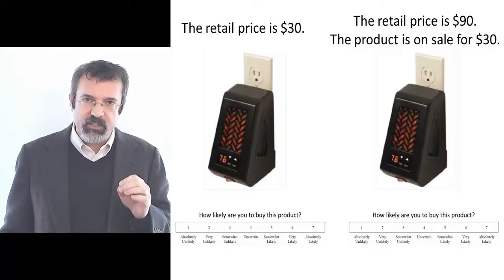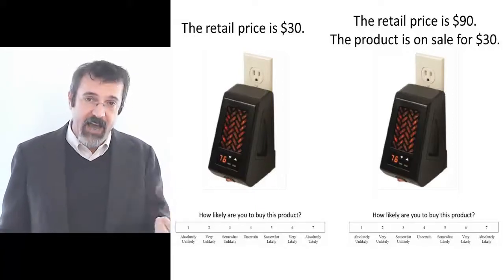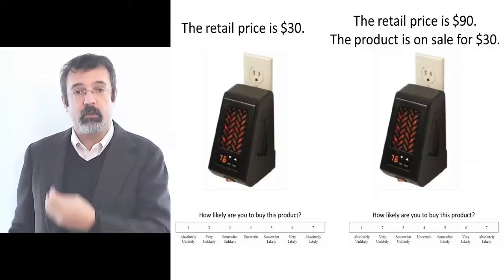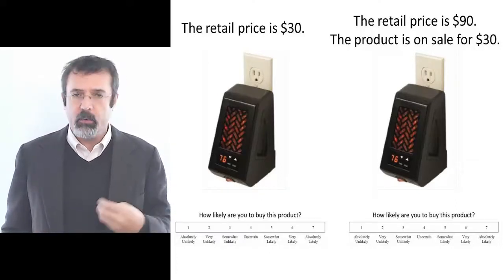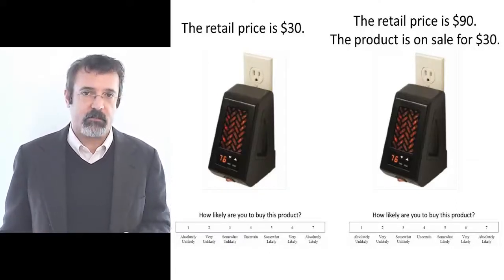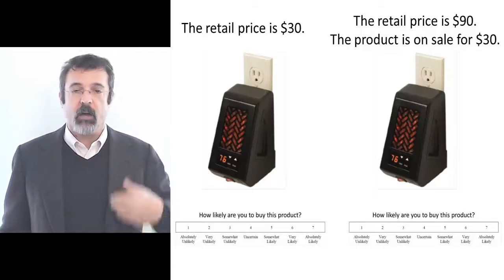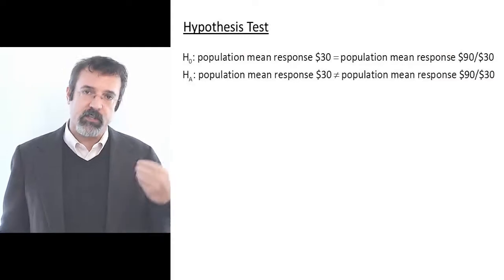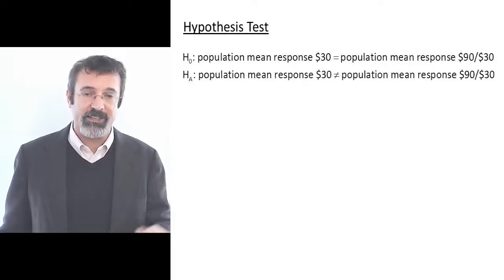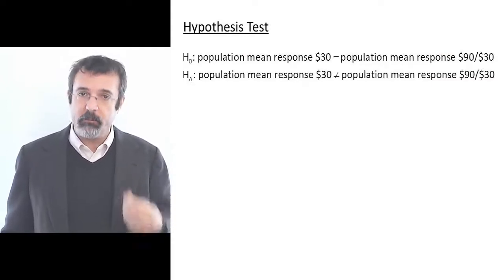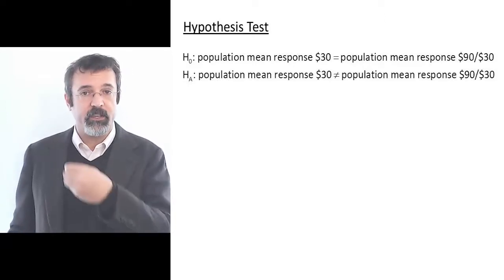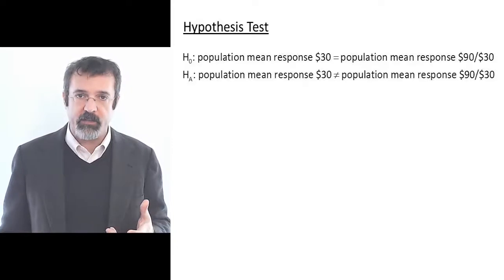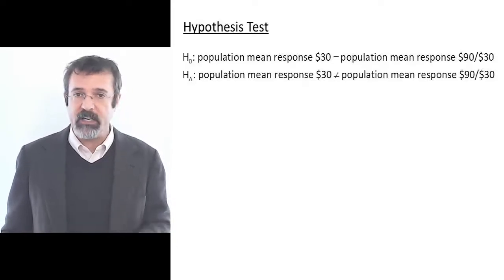So what we're interested in is a comparison of the average likelihood of the first group buying the product versus the average likelihood of the second group buying the product. We call this a difference in means test. So we begin with a hypothesis. Our null hypothesis is that the population mean response for the subjects who saw the $30 price is the same as the population mean response for the subjects who saw the $90 price discounted to $30. The alternative hypothesis is that these two population means are not the same.